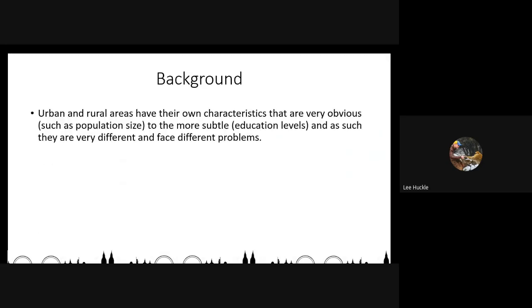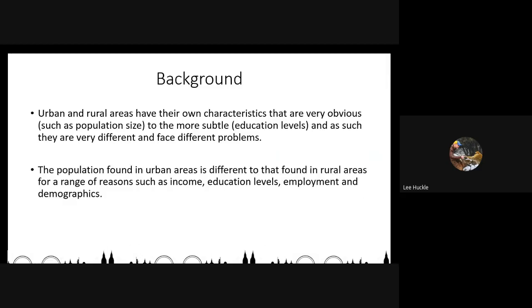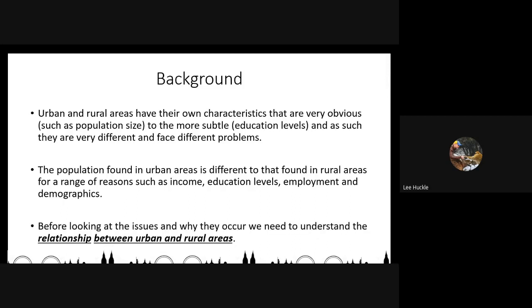So that introduced this next part. We looked at some background to begin with, and we stated that urban and rural areas have their own characteristics. They are different. They're different in population size. They're different in education levels. Throughout this part of the unit, we'd have started to explore those differences. And the population found in urban areas is different to that in rural areas for a range of reasons. So we'd have then discussed the reasons for the changes in those characteristics, looking at income, education, employment, demographics.